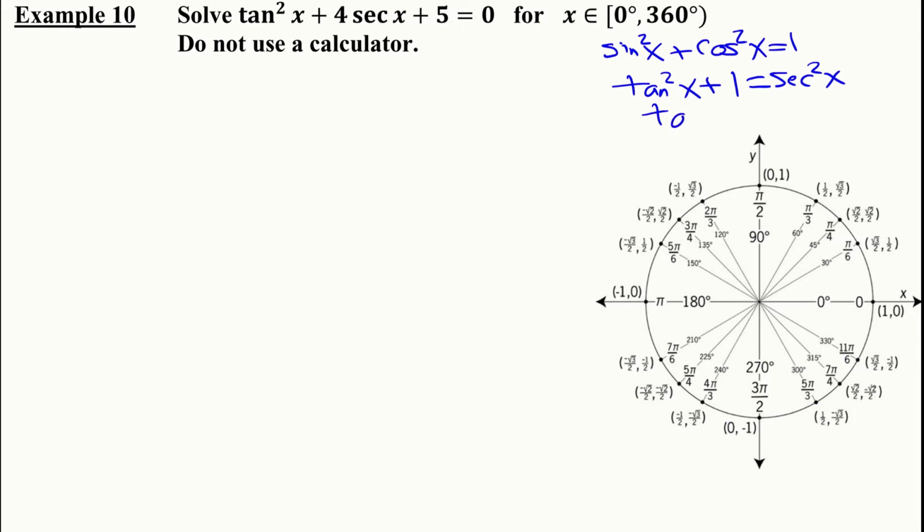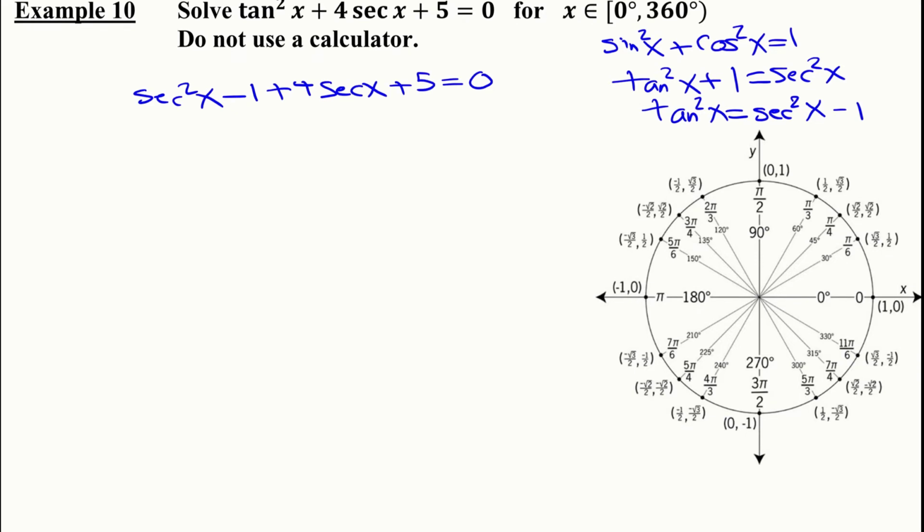So let's solve this for tangent squared x, and we get secant squared x minus 1. So we get secant squared x minus 1 plus 4 secant x plus 5 equals 0. We go ahead and combine like terms, which are just the constants basically here. So we're going to get secant squared x plus 4 secant x plus 4 equals 0.